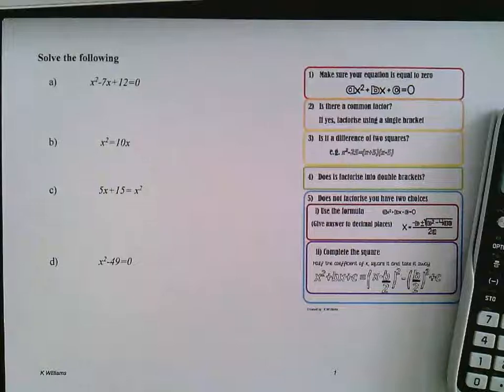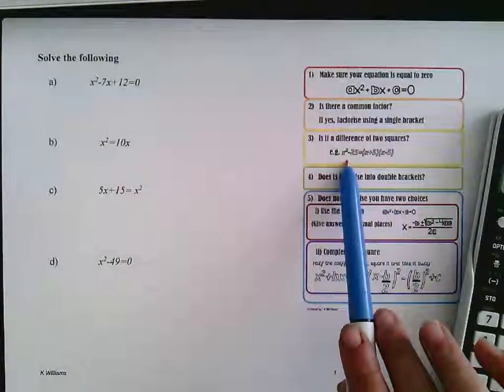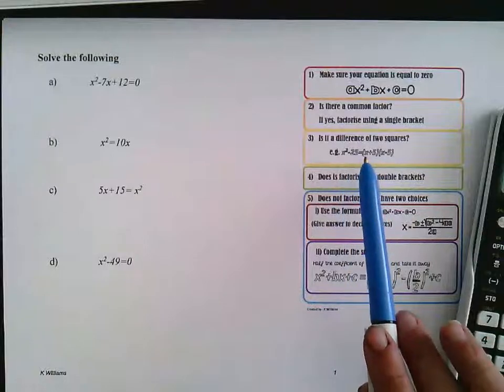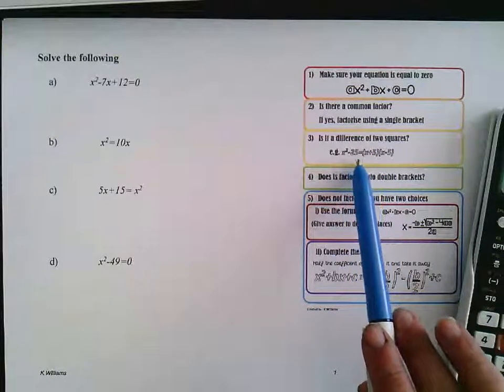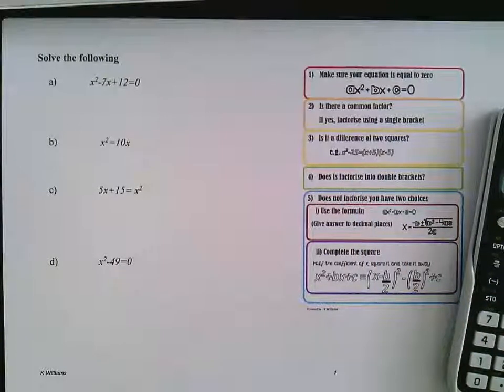So whenever we're solving a quadratic equation, these are the steps and our thought process that we need to follow. First of all, let's make sure our equation equals 0, is in the correct form. Can we use a single bracket? If so, then do it. Is it a difference of two squares? I have an example here of x squared minus 25, which comes to x plus 5, x minus 5. This is when we factorise, have a different sign in each bracket, and we square root each term.